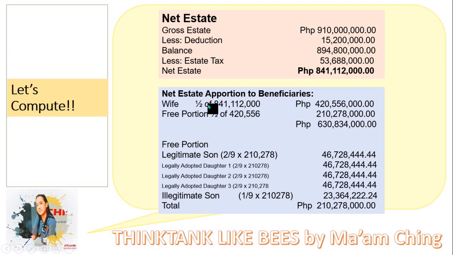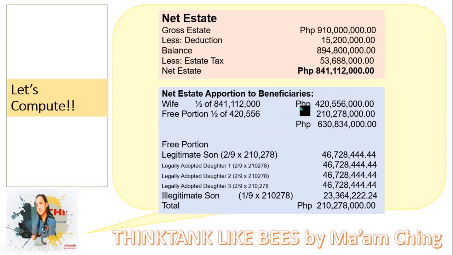So here's the computation for apportioning it to the beneficiaries. First we need to compute for the wife. We have one half of 841,112,000, so we have 420,556,000. The remaining one half will be apportioned again, with the wife getting one half of it. So we have 420,556,000 times one half, so we have 210,278,000. So all in all, the wife receives 75% of the net estate.